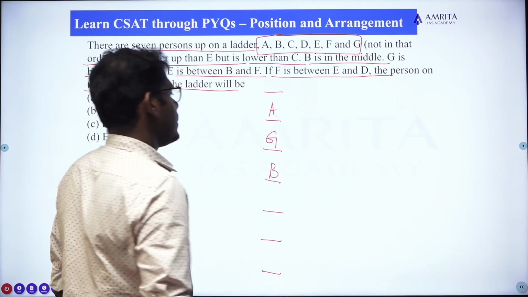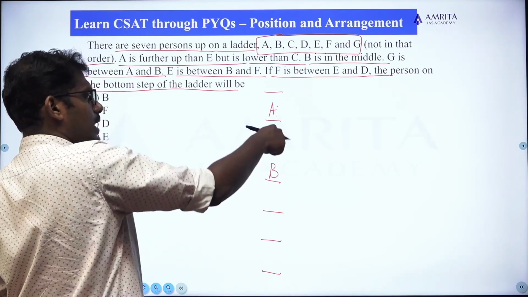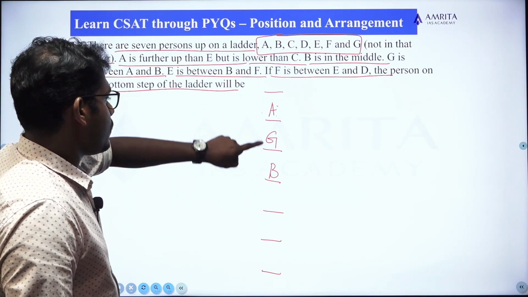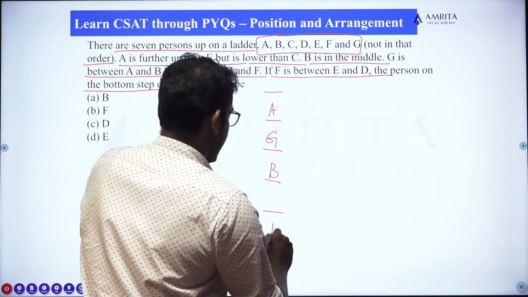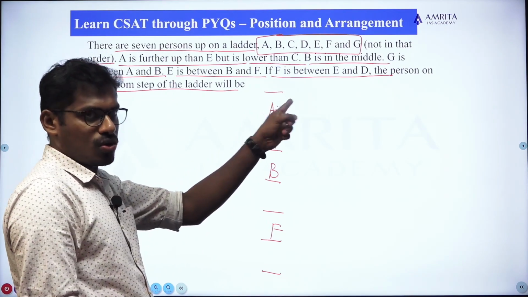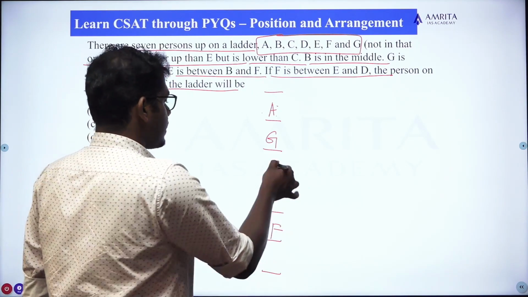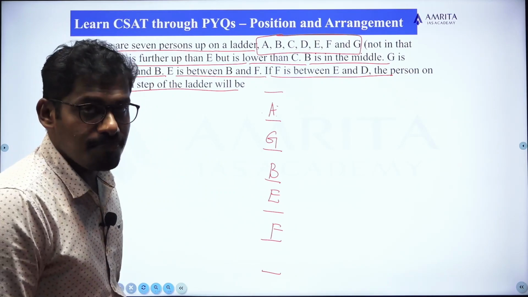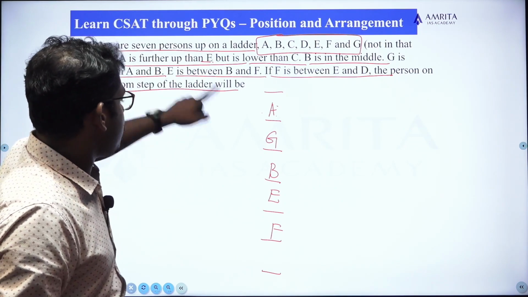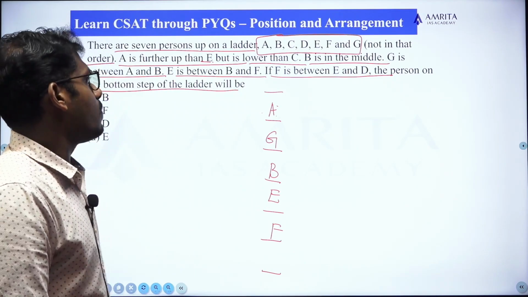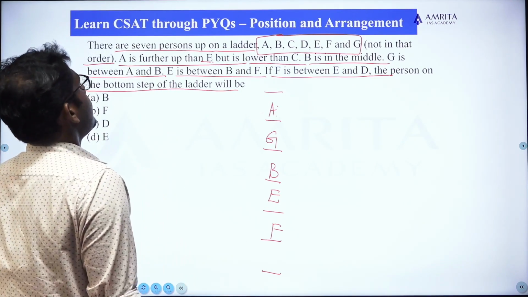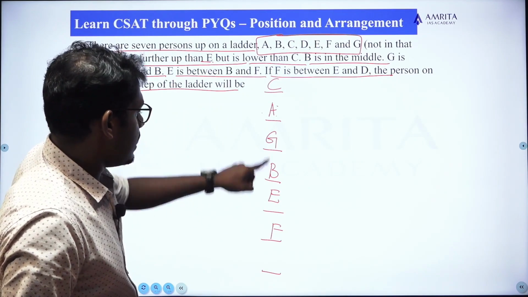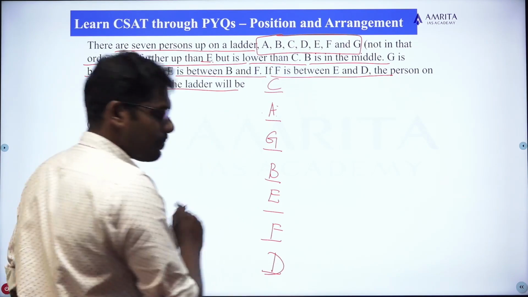So A is here, then B is here, and between A and B, G is here. Clear? The next is E is between B and F. Then F will definitely come here, not here, because that position is already occupied by A. Then between B and F, E will come. Now look, A is further up than E, that's correct. But A is lower than C, then C will be at the top. Now we have A, B, C, and D is missing. So D will definitely come at the bottom.